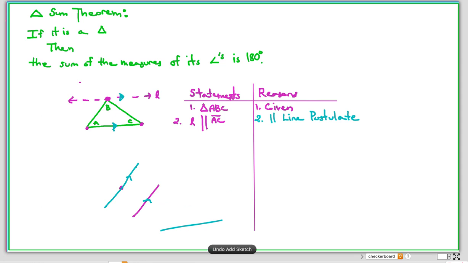Okay, now let's see. After this, there's a few directions you can go in. I'm going to go in the direction of calling this angle right here between L and BA or AB, I'm going to call that angle X, and I'm going to call this angle over here between L and BC, I'm going to call that angle Y. And I'm going to notice relationships between X and A and Y and C.